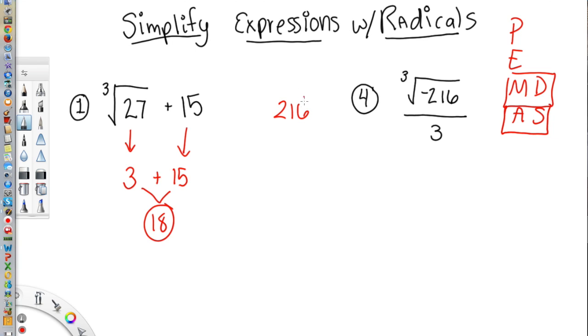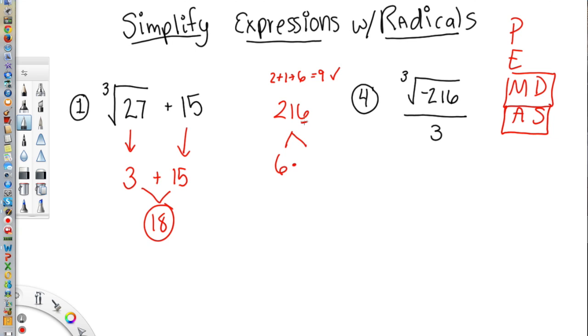Is it divisible by 2? Yes, it's an even number. The last digit 6 is even. Is it divisible by 3? Well, let's remember the divisibility rule for 3. We take the sum of the digits, which is 2 plus 1 plus 6, that equals 9. Is 9 divisible by 3? Sure is. Now stop right there. If it's divisible by 2 and it's also divisible by 3, I know that it's divisible by 6. So I'm going to start there.